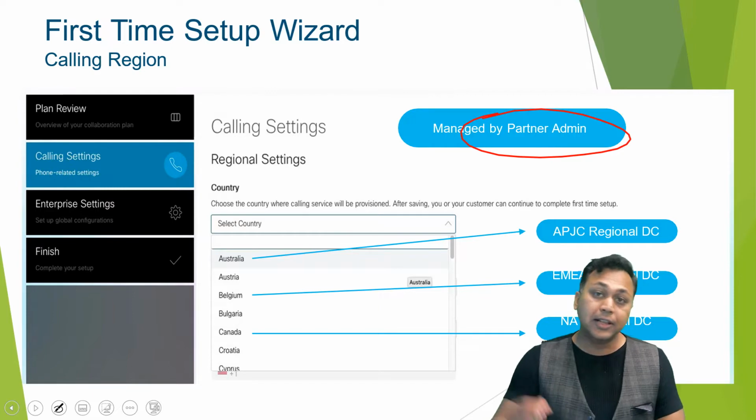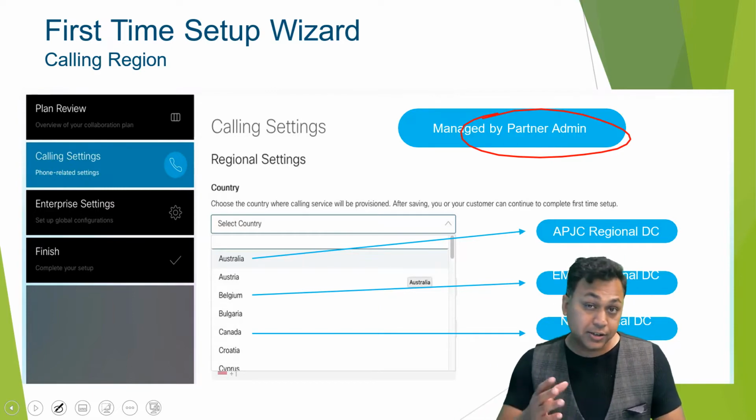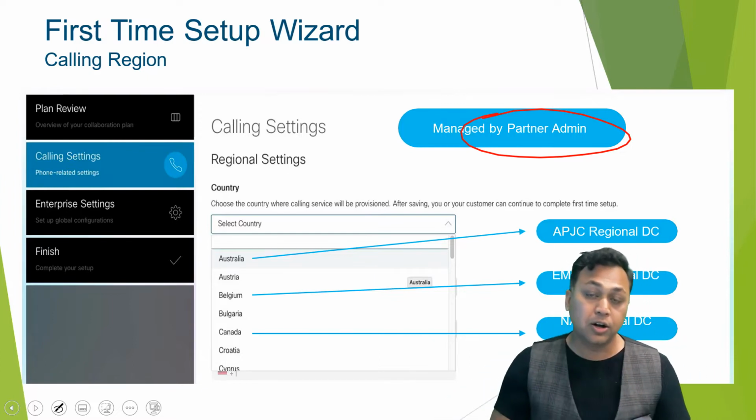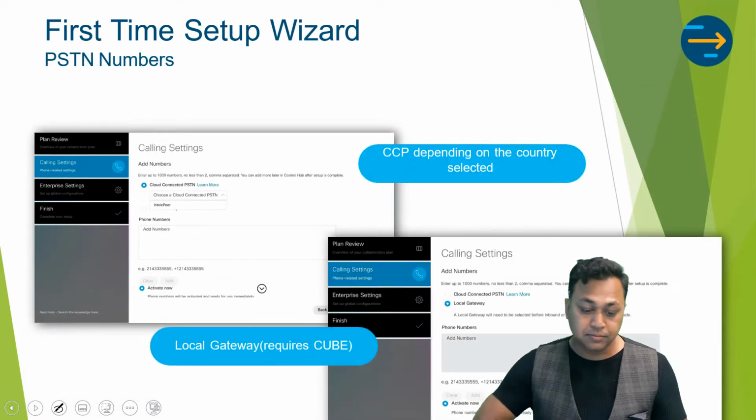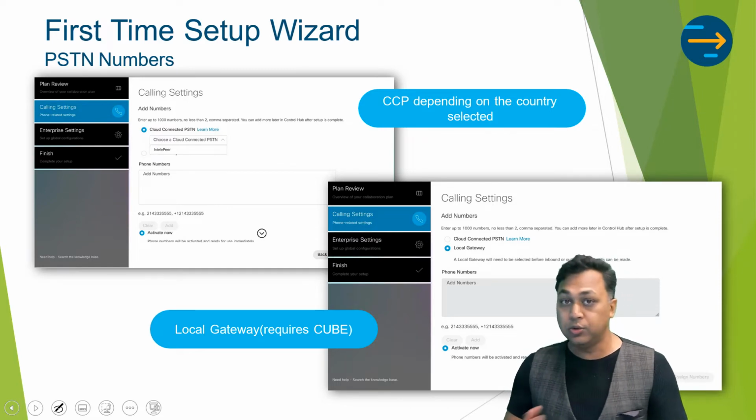They will select the location that the customer is closer to. They will select a country that is closer to the customer so that it chooses the appropriate WebEx Calling instance. They may decide to import a PSTN connection for you, or you may do that on your own.